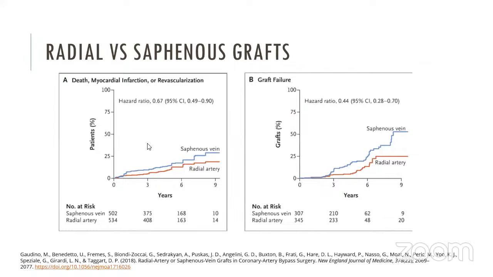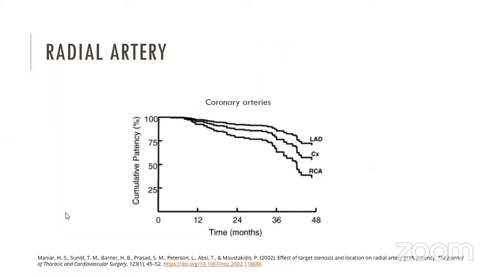Anyway, this is a meta-analysis of different randomized controlled trials showing the outcomes, whether graft failure or death, when comparing the radial artery to the saphenous graft. And at nearly 10 years, there are clear advantages to using the radial artery over the saphenous vein, which nowadays guidelines really endorse.